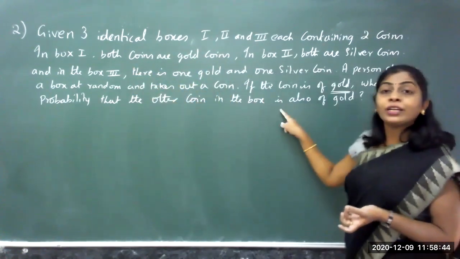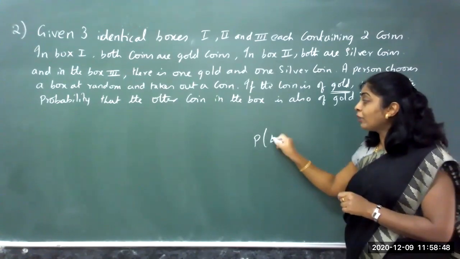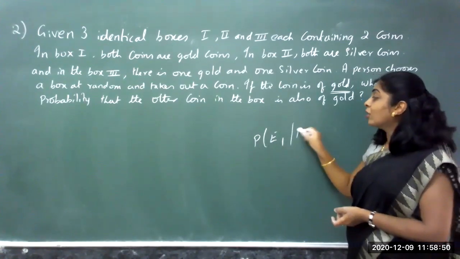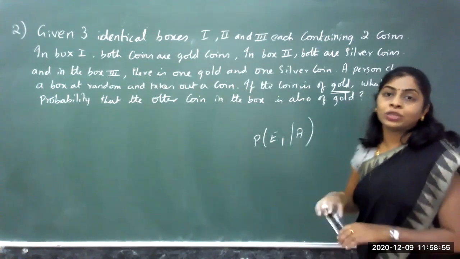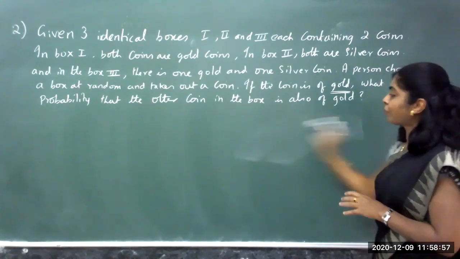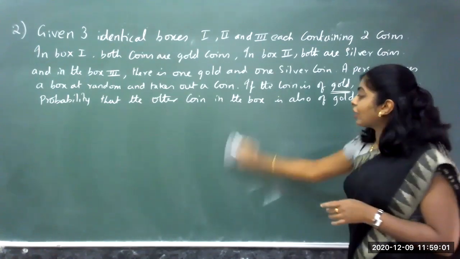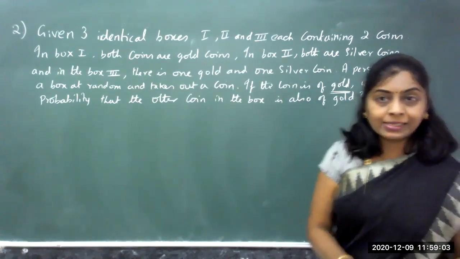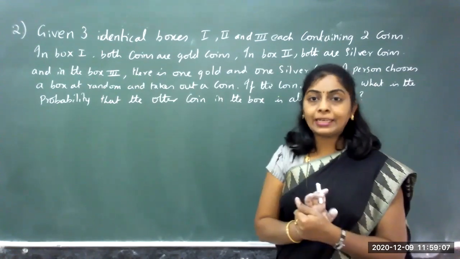So you have to find the probability of choosing from box one, the gold coin, using Bayes' theorem. But first let me write down the data. When I write the data in this problem, I have to consider the sample space as choosing the coins with the boxes. That is the random experiment.